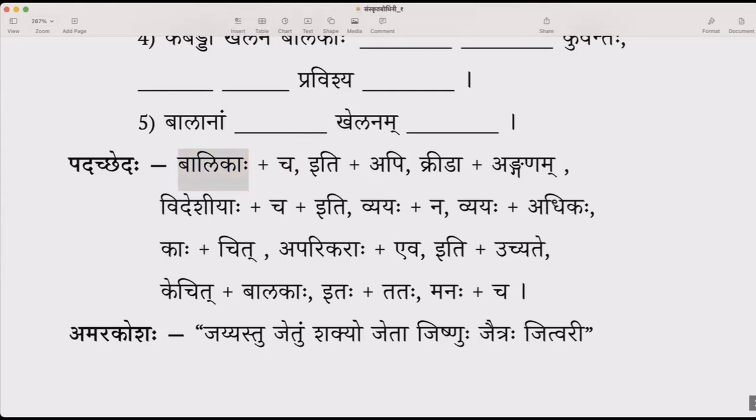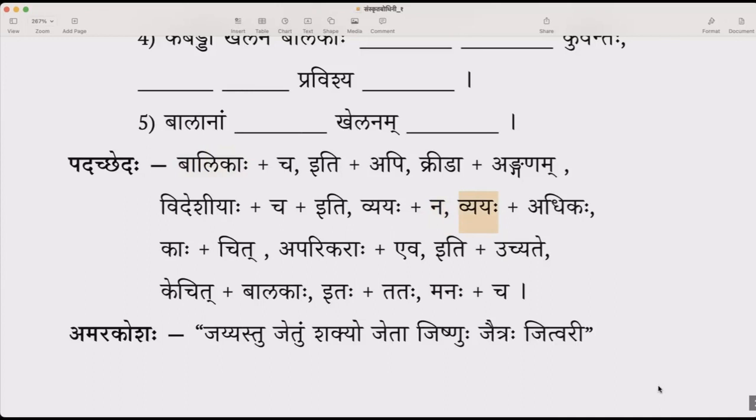Mauli sir, you read. बालिकाः च बालिकाश्च, इति अपि इत्यपि. Yes. क्रीडाङ्गणं. विदेशीयाः च इति विदेशीयाश्च. विदेशीयाश्चेति. ओके. व्ययः न व्ययश्च. Because this is व्ययो न. न व्ययो, व्ययोन. इदं व्ययः अधिकः वा, व्ययोधिकः.